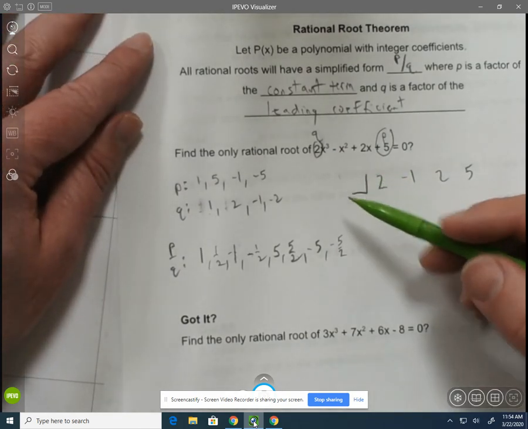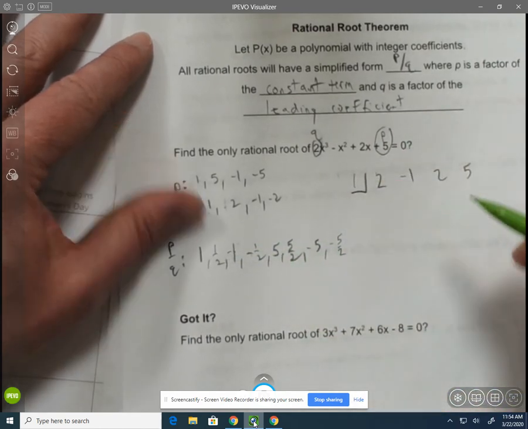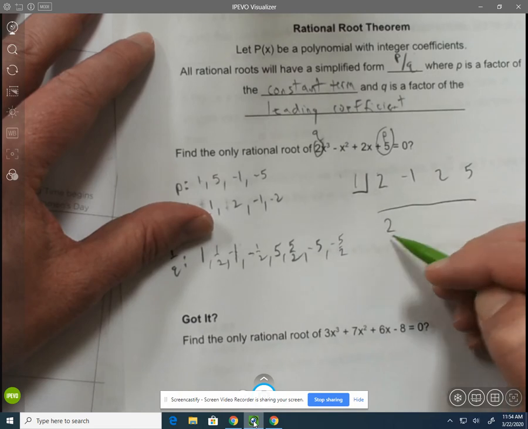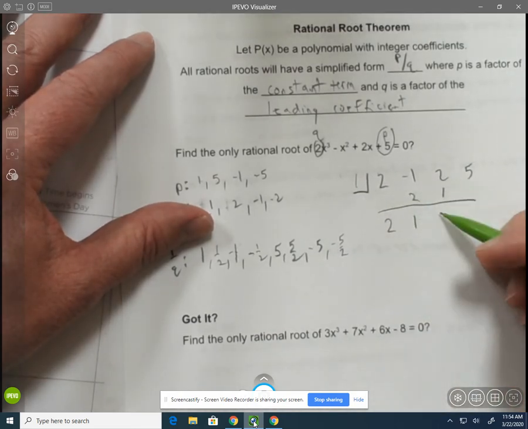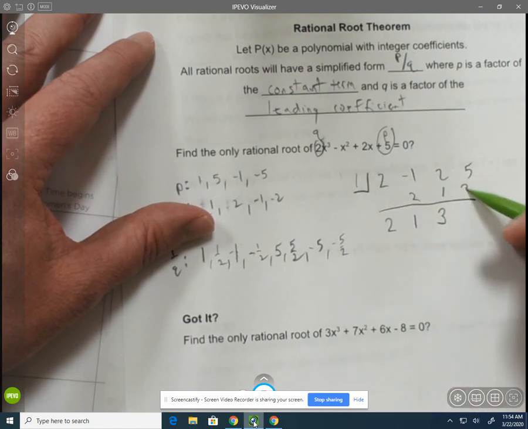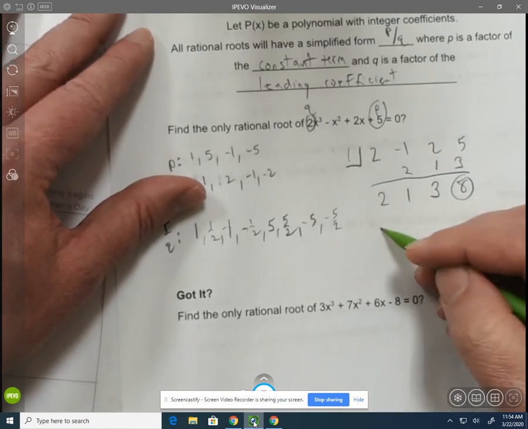So let's just try one here. Which one are you feeling lucky? Let's just try 1. Maybe 1's the answer here. So here we go. We add, and then we multiply. We add, and then we multiply. We add, and then we multiply, and we add. Nope, I was looking for 0 and I got 8, so it's not that one.